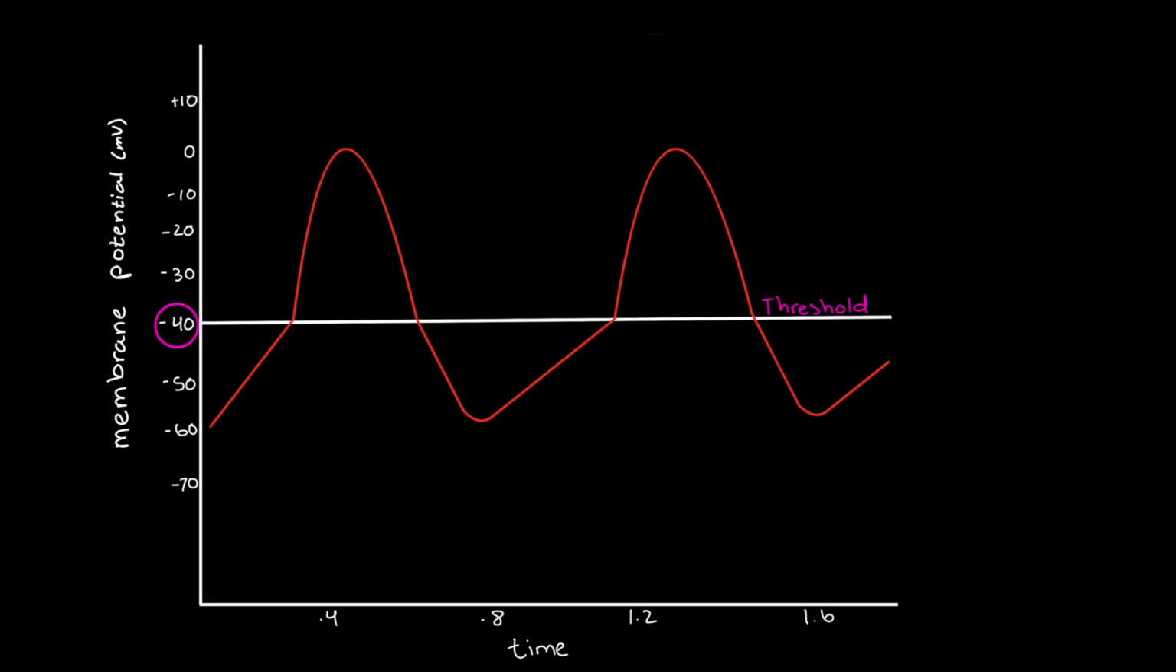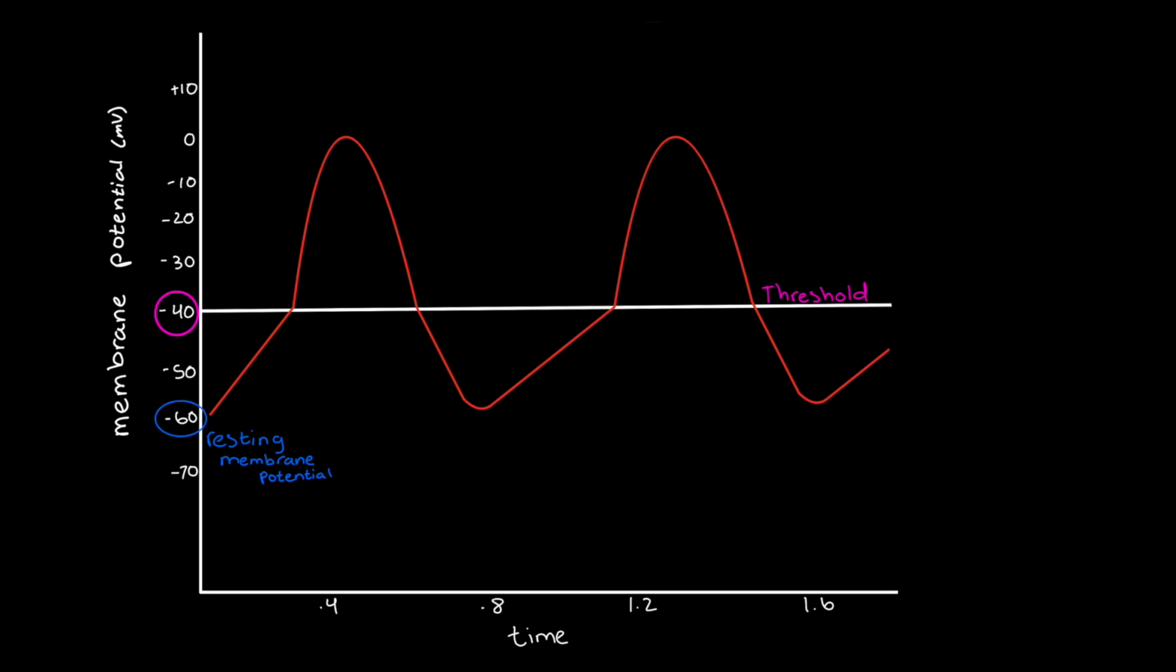Now, to start, we need to look at the threshold potential, and this is the millivolts the membrane potential must reach in order for the SA node cells to be stimulated. The threshold potential for our pacemaker cells is about negative 40 millivolts, and negative 60 millivolts is known as our resting membrane potential. And as the name implies, this is the membrane potential in millivolts that our cell is at when the cell is resting.